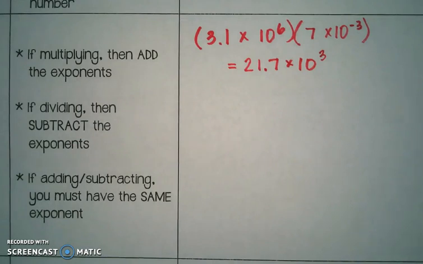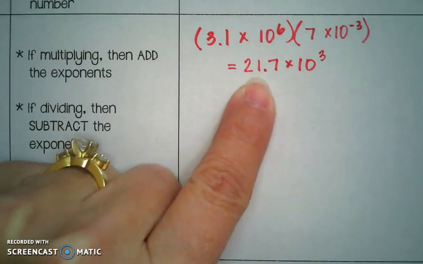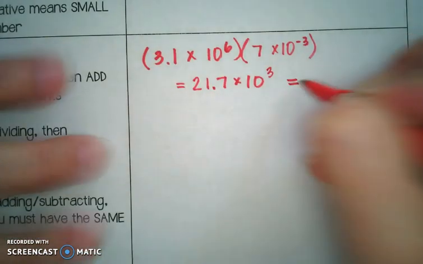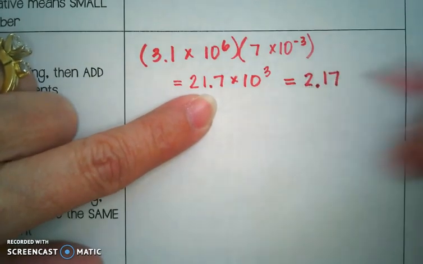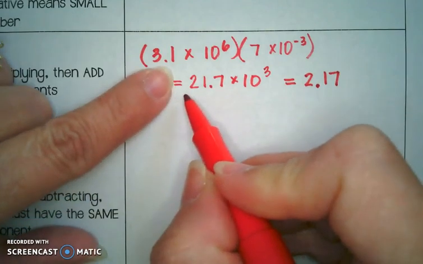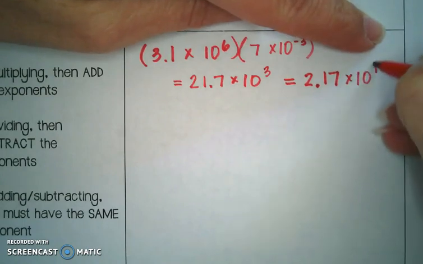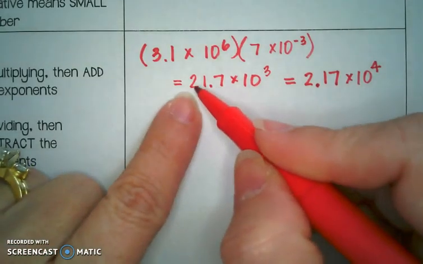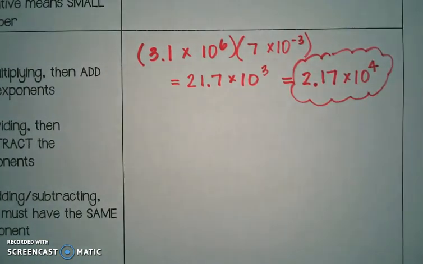All right, so now we need to look at our answer. Is this answer in scientific notation? No, because this is not a number between 1 and 10. So here's the way it works. I need to make this from 21.7 into 2.17. So since I made this number smaller, one place, I need to make this exponent bigger, because the exponents and the decimals move together. So this one went smaller, means that one has to go bigger. So now this is an answer that is in correct scientific notation form.